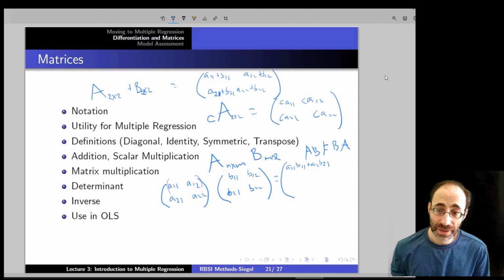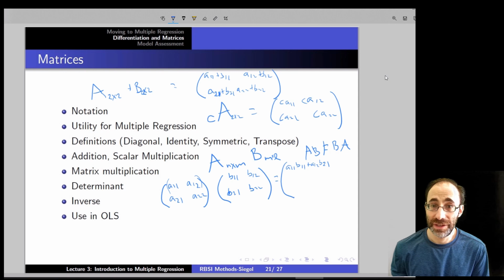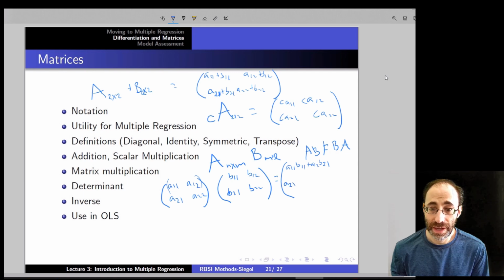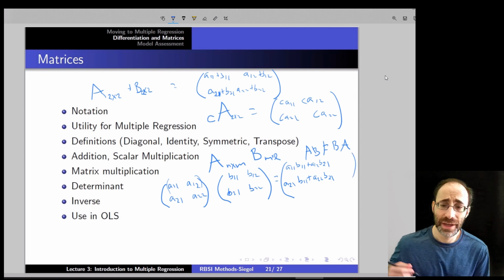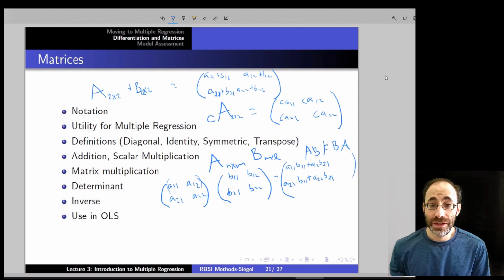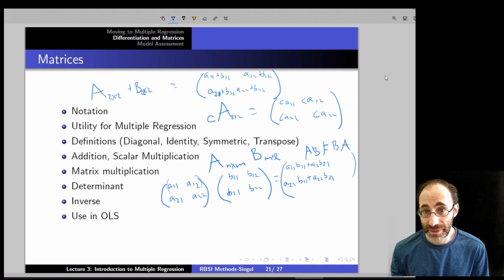Then, to get the second one, you multiply the second row times the first column. That gives you the element in the multiplied matrix corresponding to the second row and first column. So now I have A21 times B11 plus A22 times B21. I can do the same thing for the last two. I won't do it. You can do it at home if you like. But that's the idea. You basically take the dot product of each row of the first matrix times a corresponding column of the second matrix, and you figure out where they go.